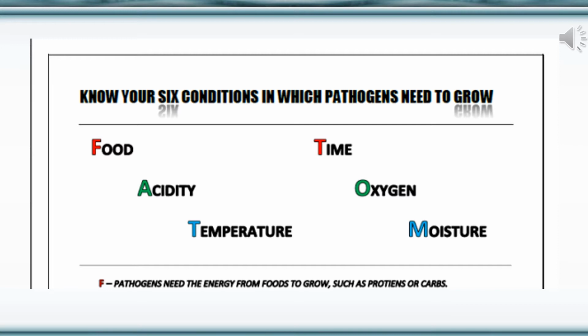F-A-T-T-O-M. So bacteria, in order to grow and then also to thrive, needs a food, it needs to be at the correct acidity, there is a certain temperature at which bacteria can live at. The more time that bacteria is at this temperature, the more bacteria growth can occur. It also requires oxygen, and then it also requires moisture or water. So just like us, bacteria require nutrients to live off of, and as we know, food is a source of nutrients. So bacteria will live off of a food source.